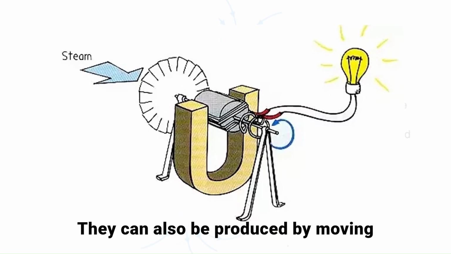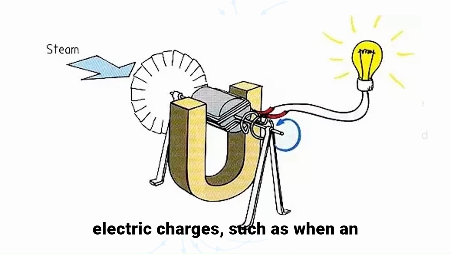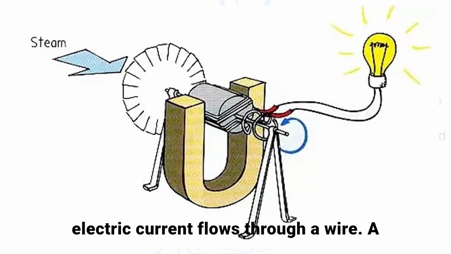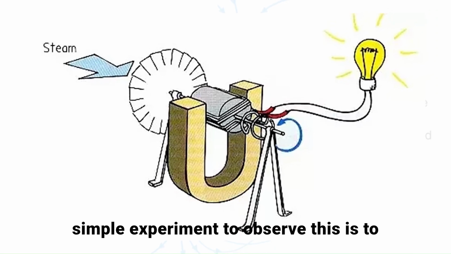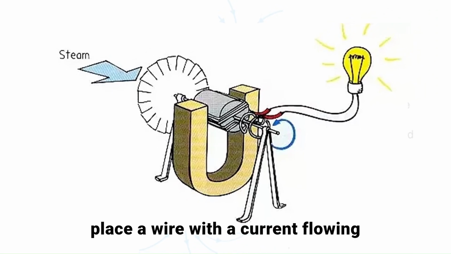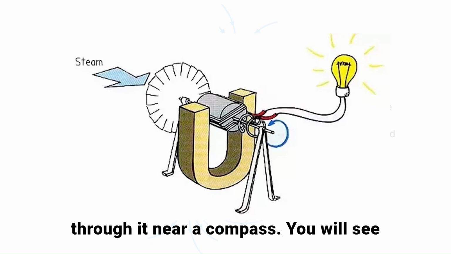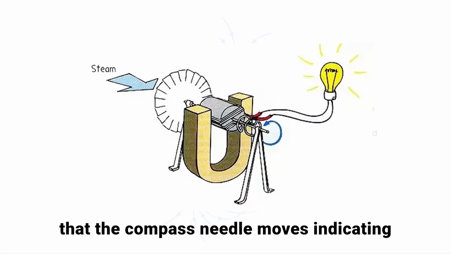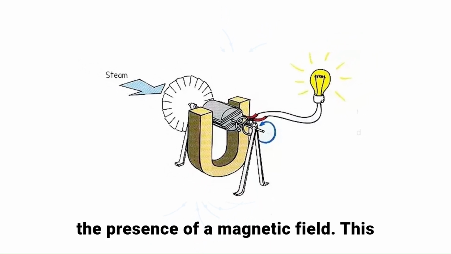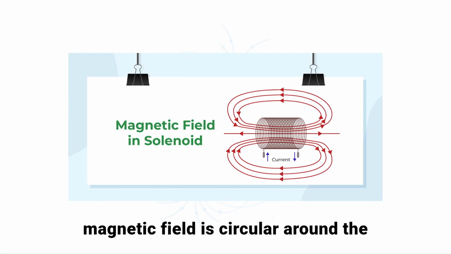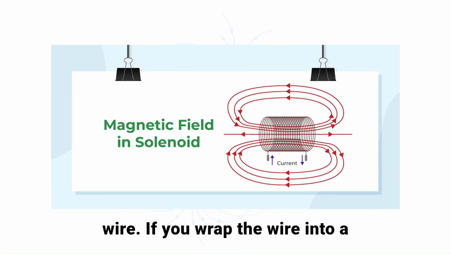They can also be produced by moving electric charges, such as when an electric current flows through a wire. A simple experiment to observe this is to place a wire with a current flowing through it near a compass. You will see that the compass needle moves, indicating the presence of a magnetic field. This magnetic field is circular around the wire.